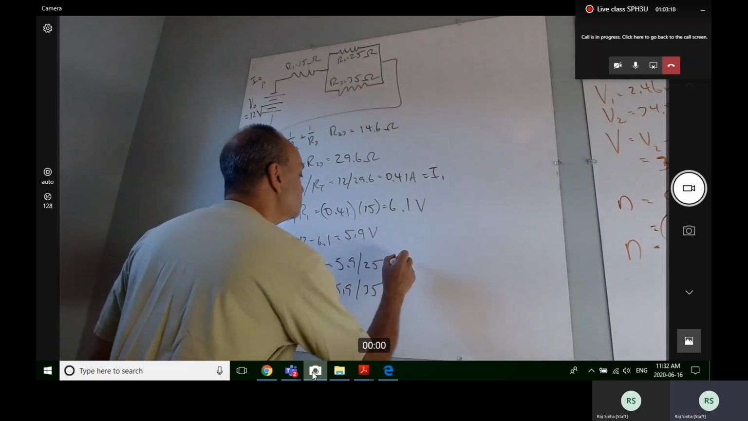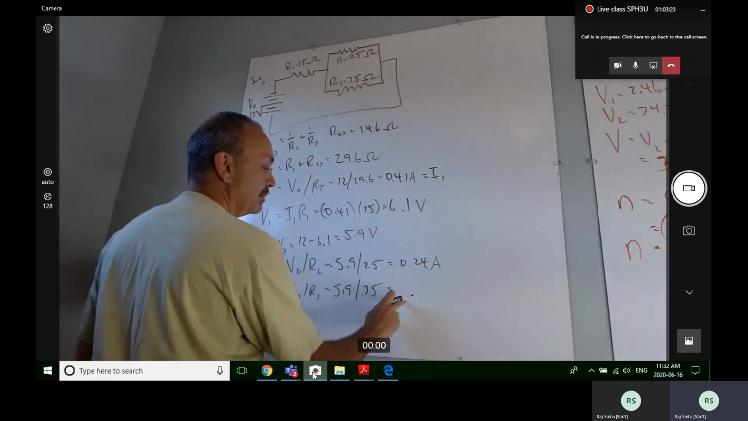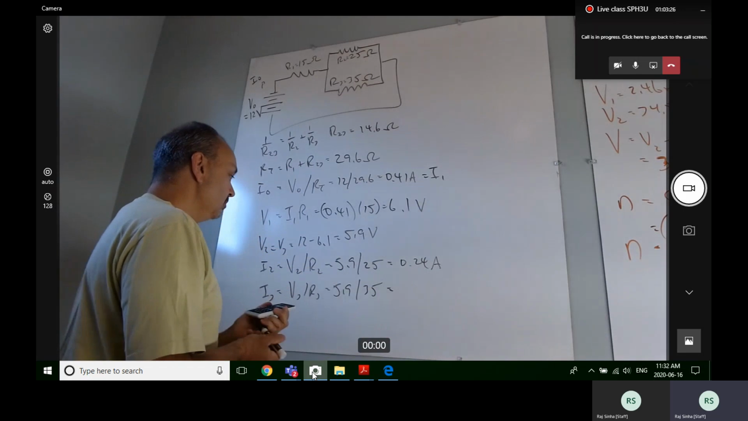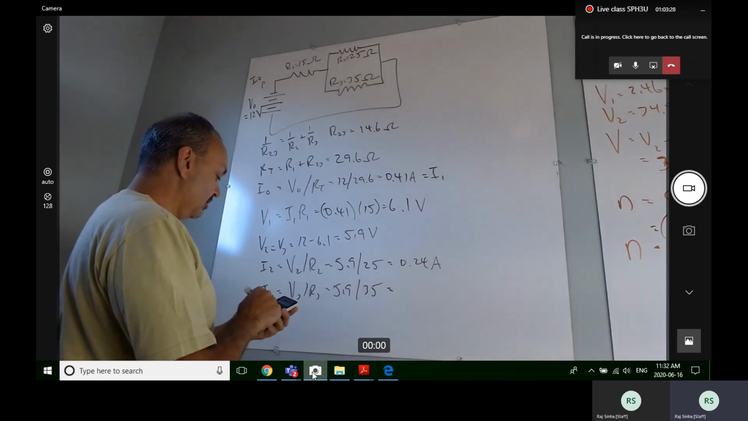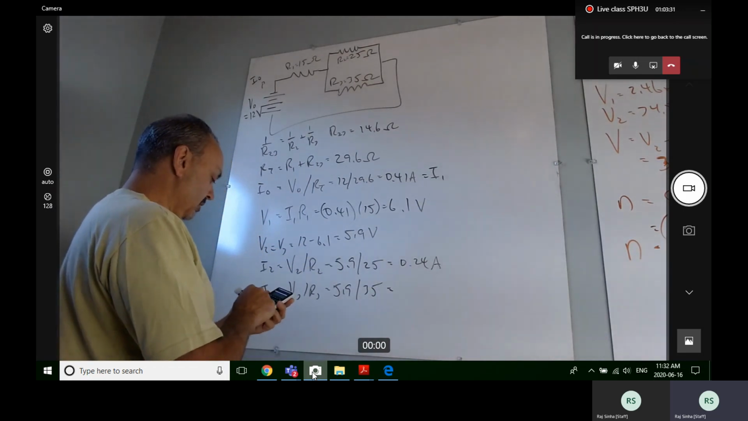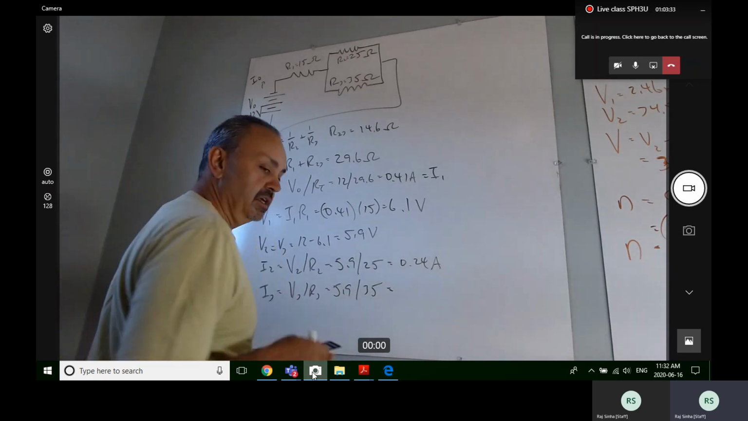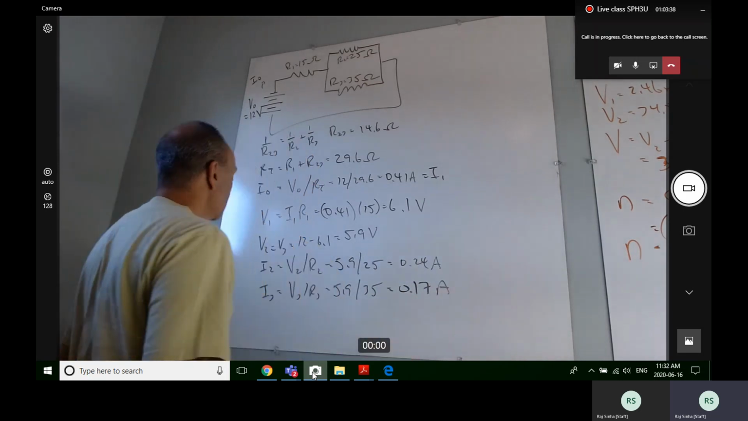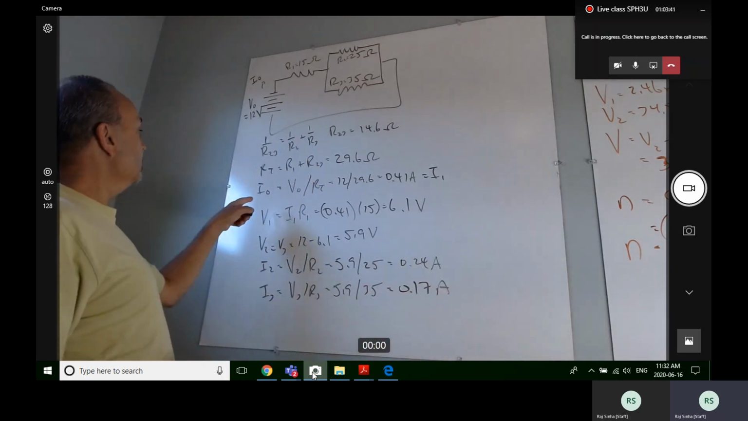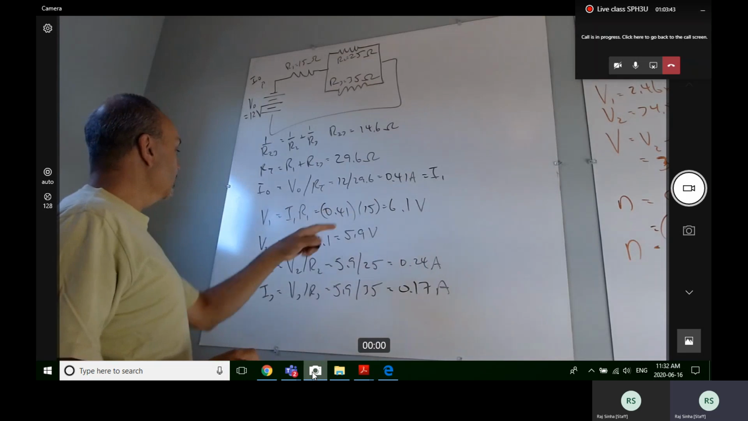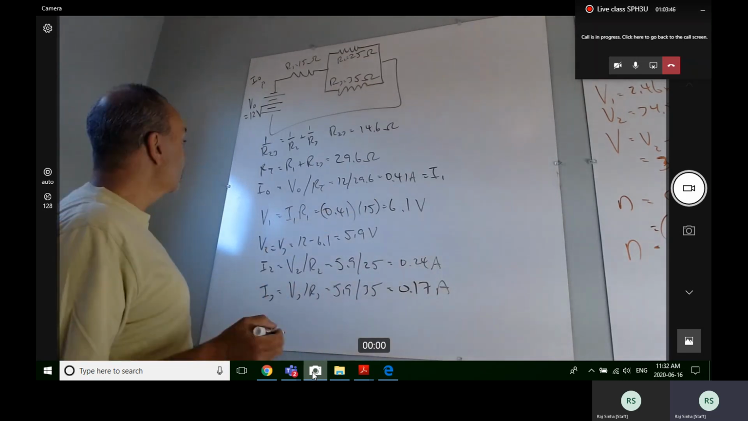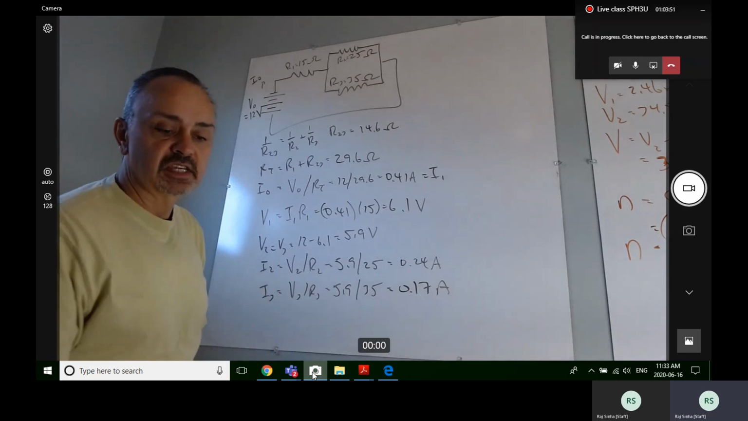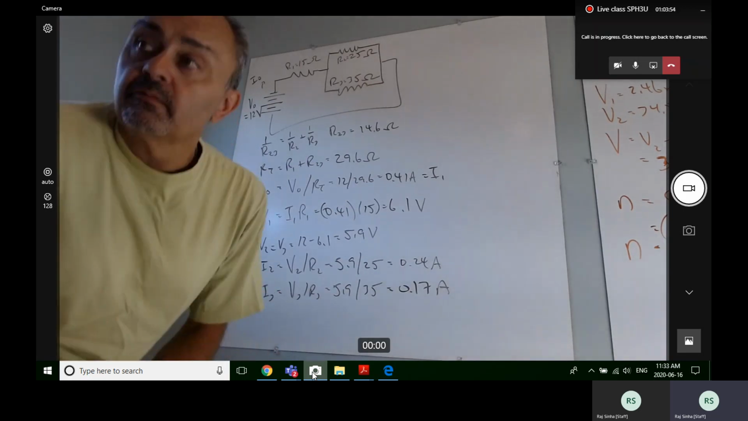0.24 amps here. I'm guessing this one should be 0.41 minus 0.24, which should be 0.17. But let's just double check: 5.9 divided by 35. I'm getting 0.17 amps. Right, so I know I2, I3, and I1. And I know V1, V2, and V3, and RT, and I0, right? So those are all the things that the question was asking us to calculate.